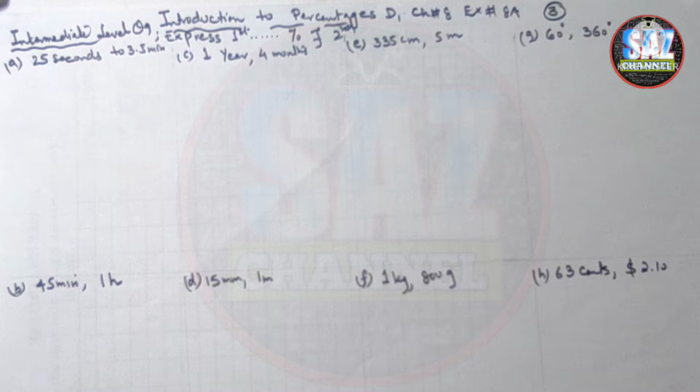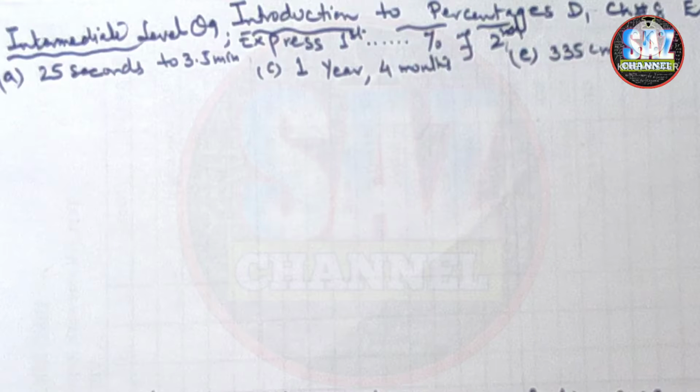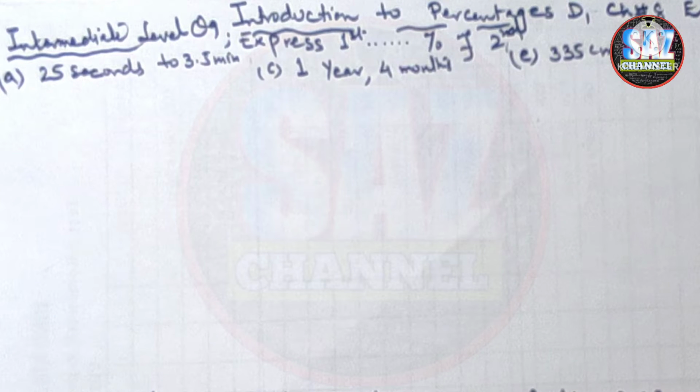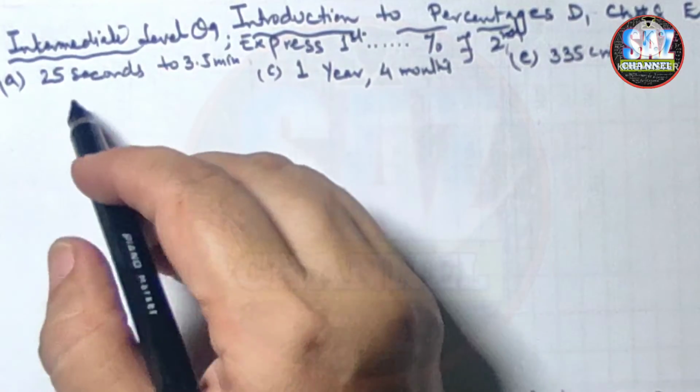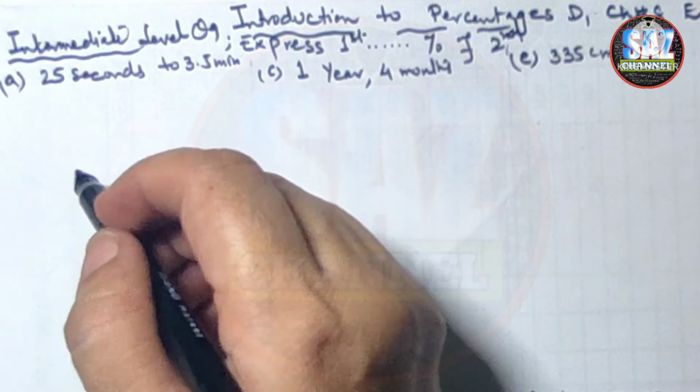Let's move to question number 9, part A. Question number 9, part A says that for each of the following, express the first quantity as a percentage of the second quantity. We have the first part: 25 seconds and 3.5 minutes. We have to express these two quantities as a percentage.